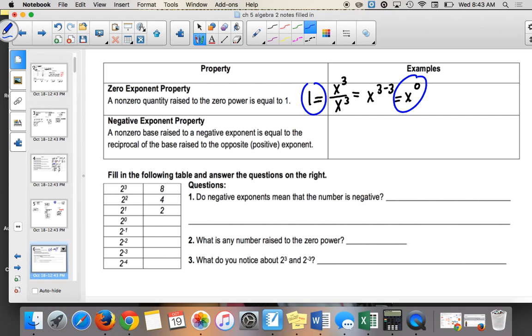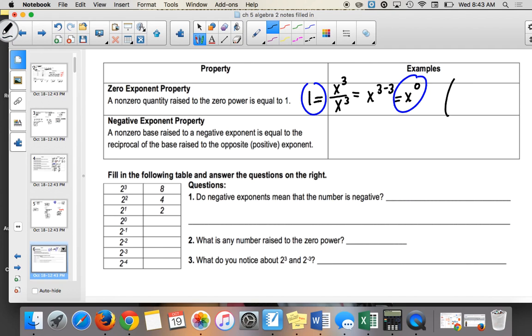So anything to the 0 power is equal to 1. I should be careful saying that, because actually 0 to the 0, we don't know what that is. It's undefined. There's a big debate about it. Is it 0? Is it 1? It's just neither. So 0 to the 0, we don't say it's anything.